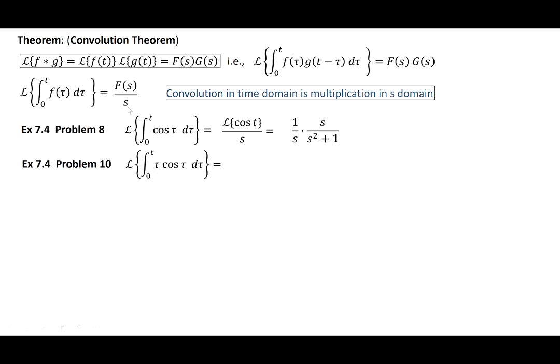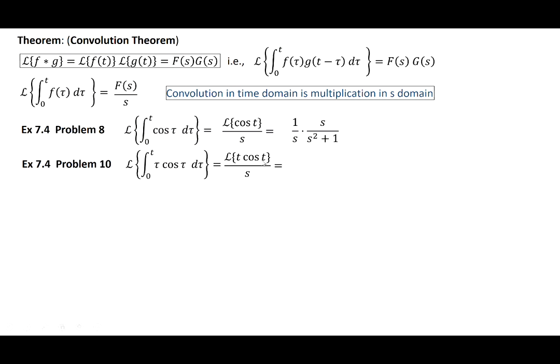Well, according to this result, what should we do? Take the Laplace of t cosine t and divide that by s. As simple as that. Let me repeat that. To find this one, we look at it as the Laplace of the integral from 0 to t of f of tau d tau, with f of tau being tau cosine tau, which means f of t is t cosine t. So the answer should be the Laplace of t cosine t, which corresponds to this F of s, over s. That's what I have.